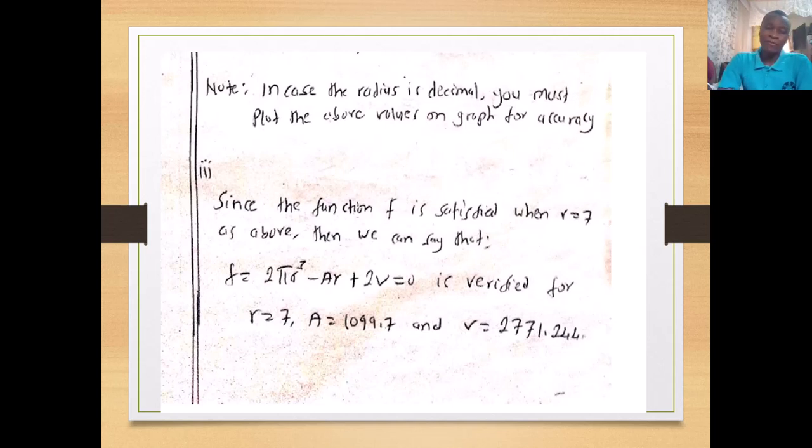Since the function f is satisfied when r equals 7 as above, we have to say that the function is satisfied, because if you substitute into the model, which is 2 pi r cubed minus ar plus 2v equals 0, with r as 7, a as 1099.7 and v as 2771.244, you are going to have 0. So that means Roman 3 is also answered, which said verify if the results are optimal.